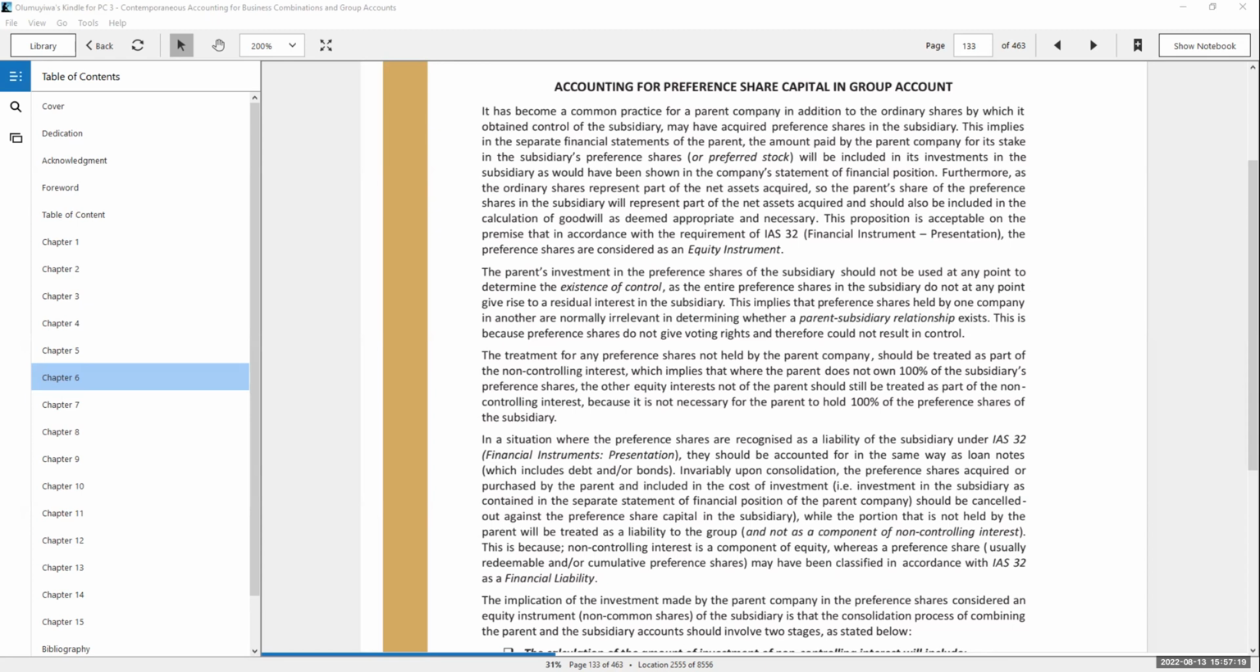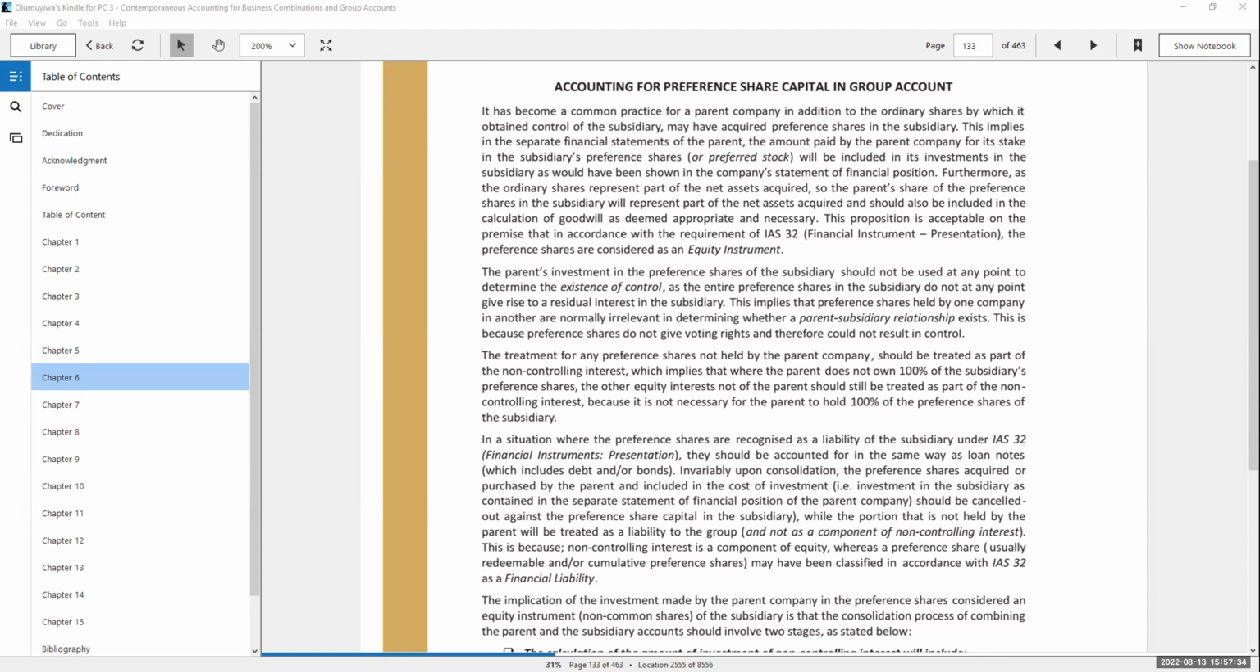Sorry, let's stop there. Now, what I've explained before is what the summary has now given, and that is from the perspective that preference share itself constitutes an equity.